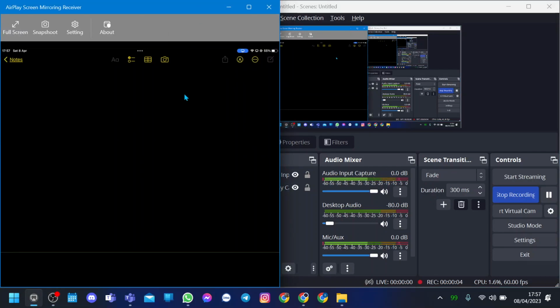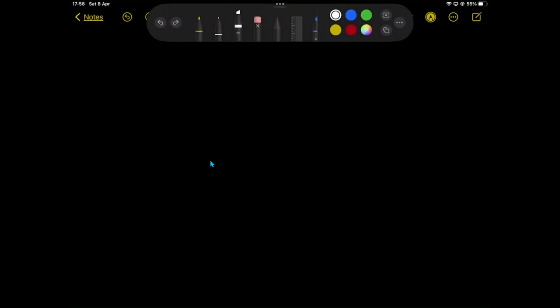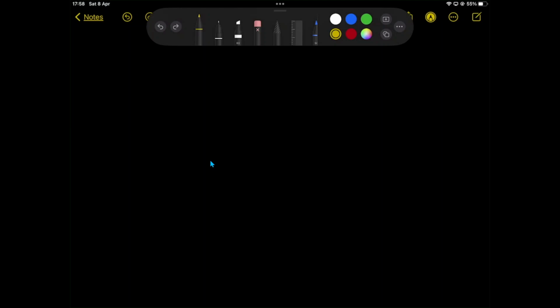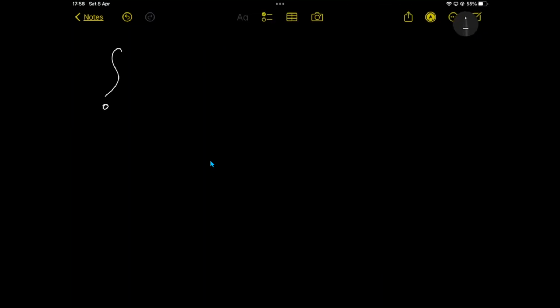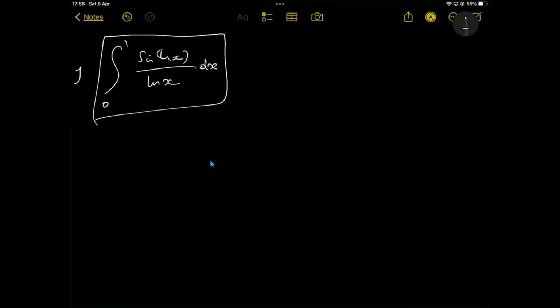Today I'm going to do some calculus. So what do we have? One sec, let me just get this sorted out. There. We have the integral from 0 to 1 of what? Sine of natural log x all over natural log x dx. That's our function for today. How do we do this? Let's call it I for now.